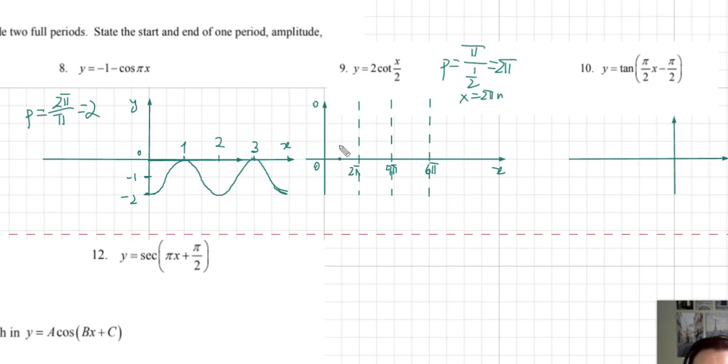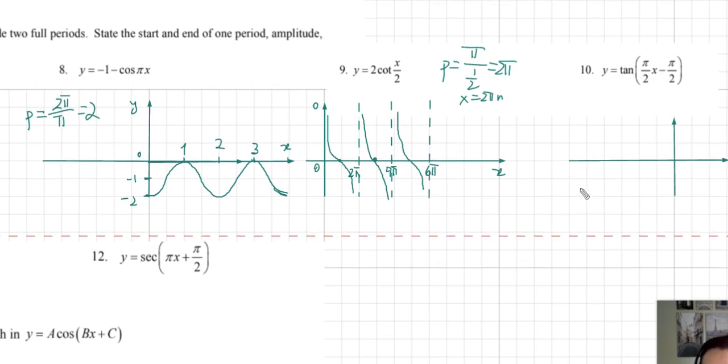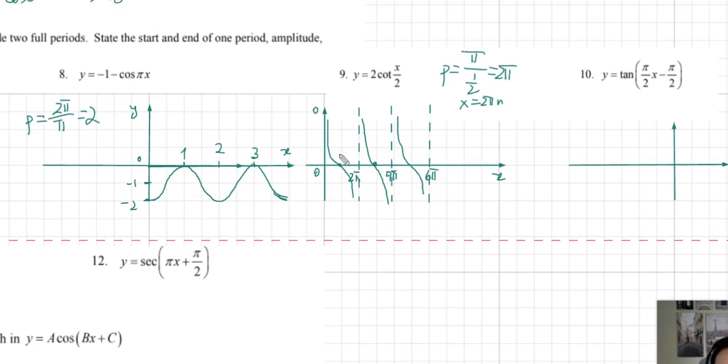And I know the cotangent has this shape that goes from the top left to the bottom right, and it has to go through the middle here. And I'm trying to make it stretched out, right? So I'm not trying to graph it with a very prominent break here, but it's pretty stretched. All right, so that's our 2 cotangent of x over 2. And then finally we needed to graph 2 periods. We actually included 3 periods here.